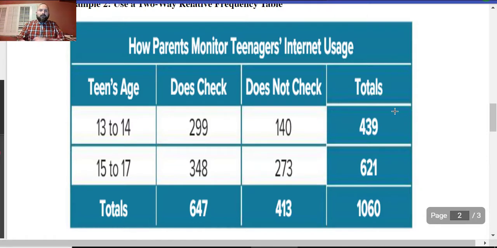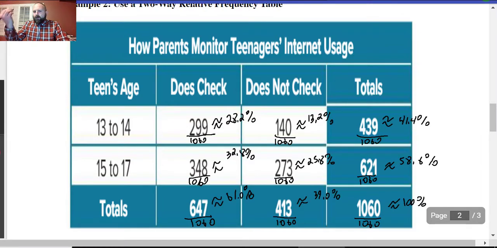So basically, what we have to do is divide each of these by 1060. So I'm going to just quickly stop this, and I'm going to actually just have to do it for you right now. So go ahead and just wait in 3, 2, 1. All right, so here's our percentages.